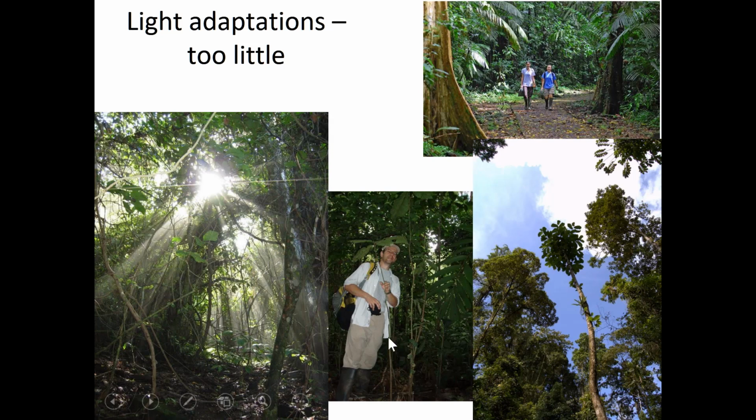So here we have a small tree that's just kind of waiting around for a gap to open, and when that gap opens, the plant can grow very tall. So the ability to grow very tall is an adaptation to gain access to light. Being an epiphyte, or growing on another plant, is another adaptation for getting access to greater amounts of light. Being a vine is another adaptation for gaining access to light. So there are lots of adaptations that plants may have that allow them to get increased access to light.